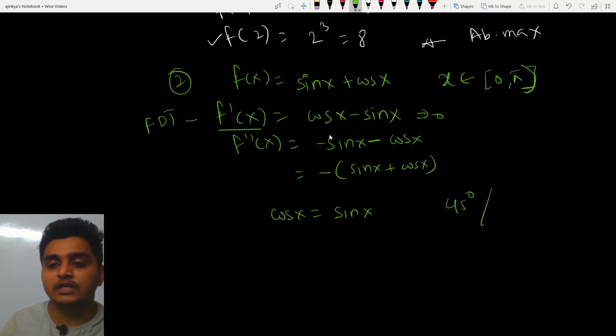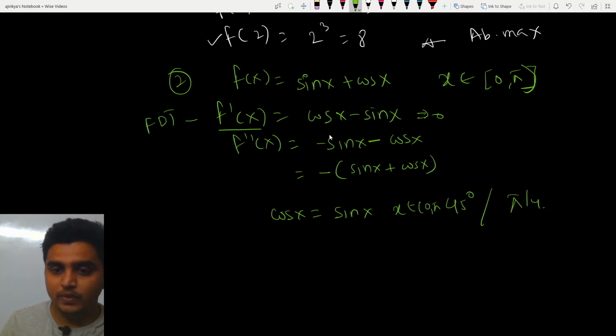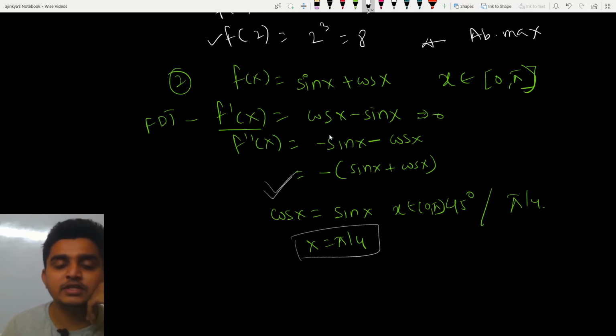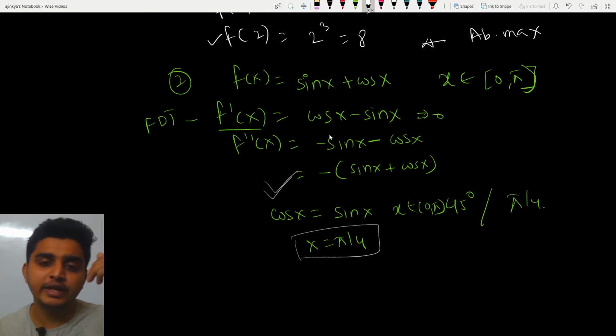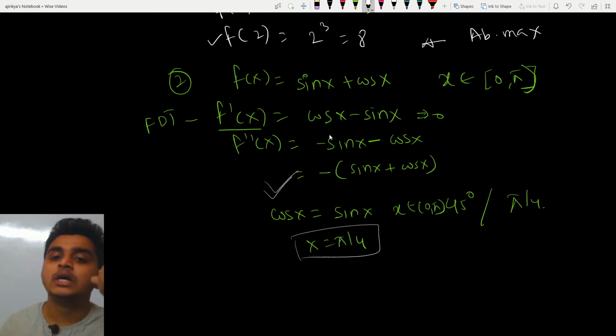So in terms of radians, it is going to be pi upon 4. So here we can find cos of x equals sin of x when x belongs to 0 to pi, then we have x equals pi by 4. So now we want to insert this value inside this function, isn't it? And we need to find out whether the value is going to be positive or negative. That particular instance will tell us whether the function has a negative value or a positive value in that particular way.